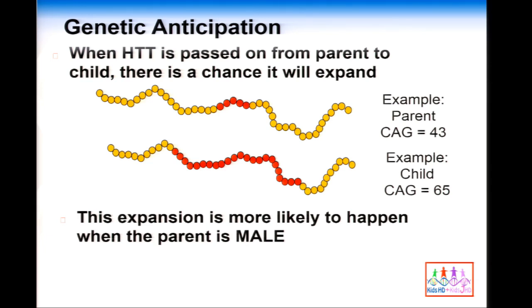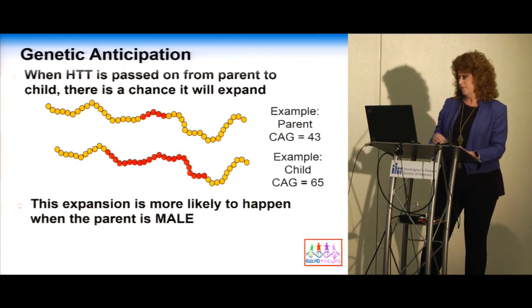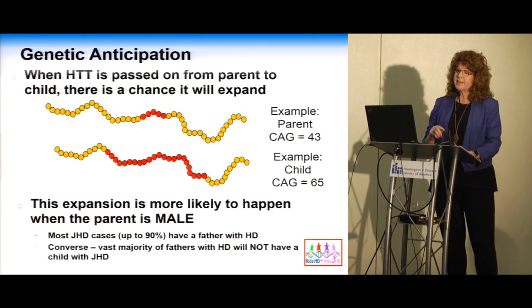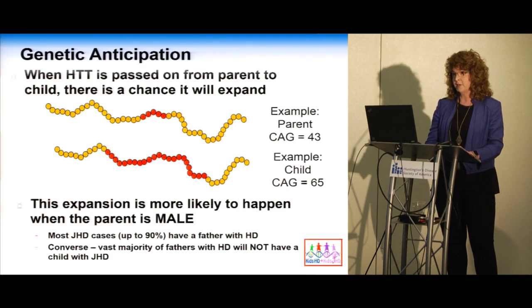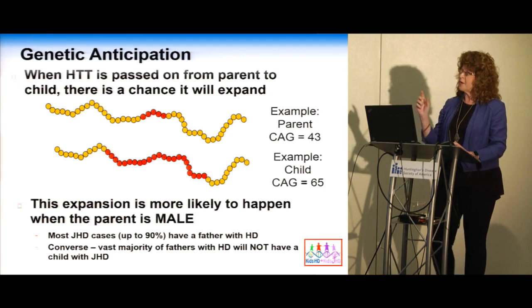And this expansion is more likely to happen when the parent is male. So when males pass on the gene, there's a more likely chance for anticipation than when a female passes it on. Now, it's really important to remember, these are just numbers. Most JHD cases come from fathers who pass it on, but the converse is that the vast majority of men with HD are not going to have a child with HD, right? It's not that every single man is going to have anticipation. The anticipation that gets long enough to create a JHD onset is not common. So it's important to think about how we word these numbers.